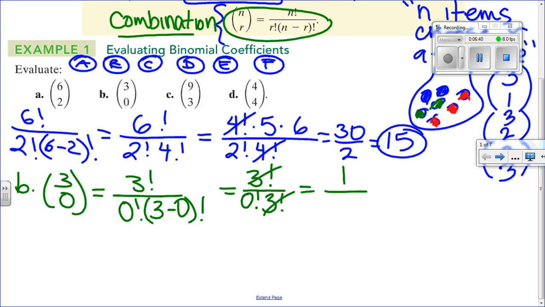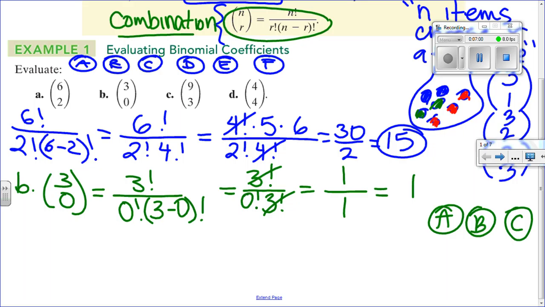Do you guys remember what is 0 factorial? 1. And so this one is just 1. It kind of makes sense if you think about it. If you had 3 balls, and they're A, B, C, in how many ways can you choose 0? Just one way. Nothing, right?